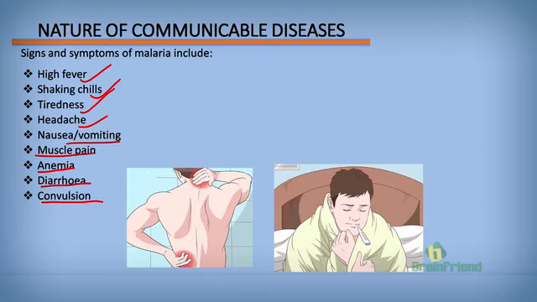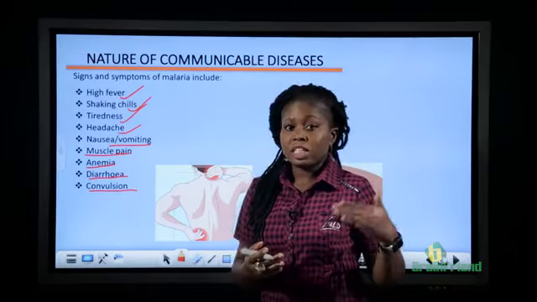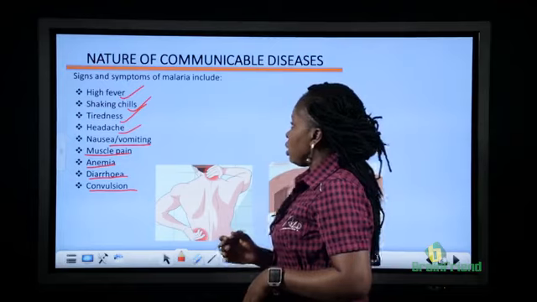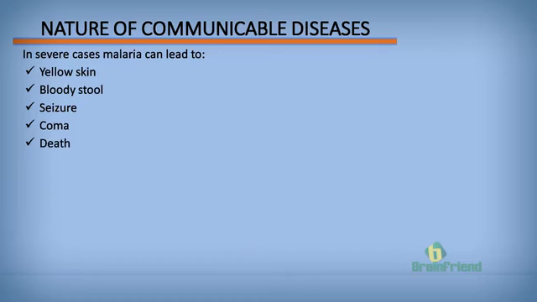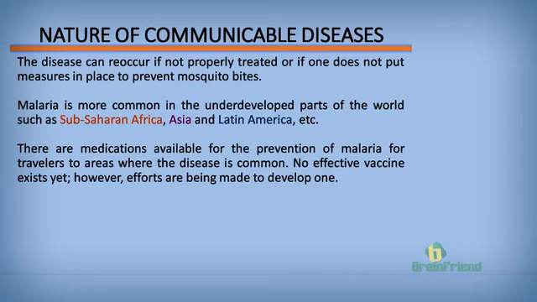You may not have all these signs. You may just have some of them, and another person may exhibit other signs of malaria disease. But in severe cases, malaria can lead to yellow skin, bloody stool, seizure, coma, and even death. So this is why it's important that once we get these signs, we get tested for the disease, and once we test positive, we must treat ourselves immediately.